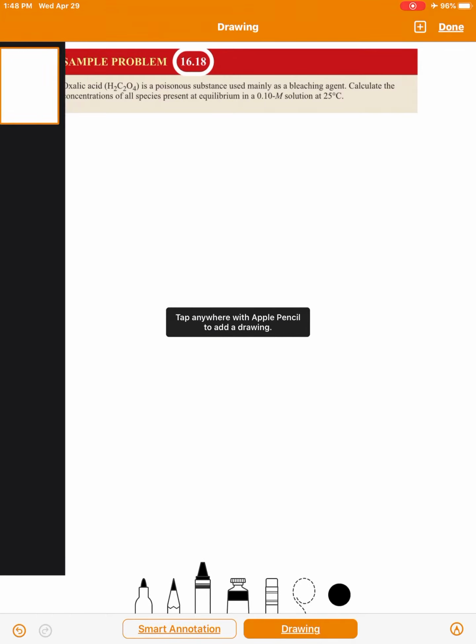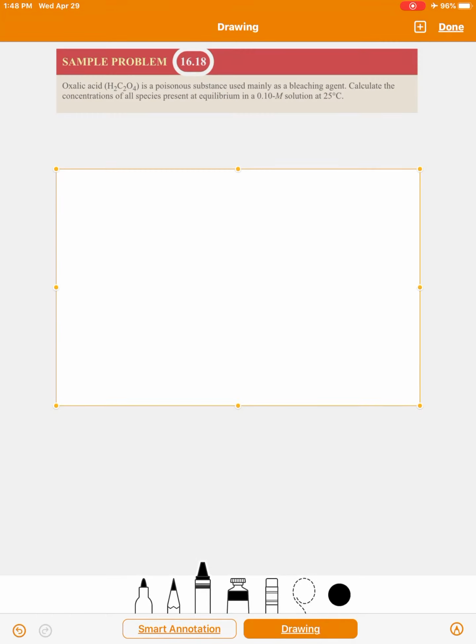Okay, so this is sample problem 16.18. Oxalic acid, which has the chemical formula H2C2O4, is a poisonous substance used mainly as a bleaching agent. Calculate the concentrations of all species present at equilibrium in a 0.10 molar solution at 25 degrees C. So this is an example of a polyprotic acid.